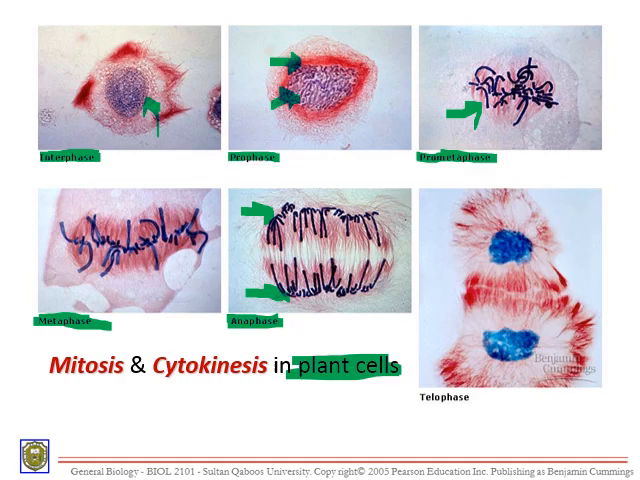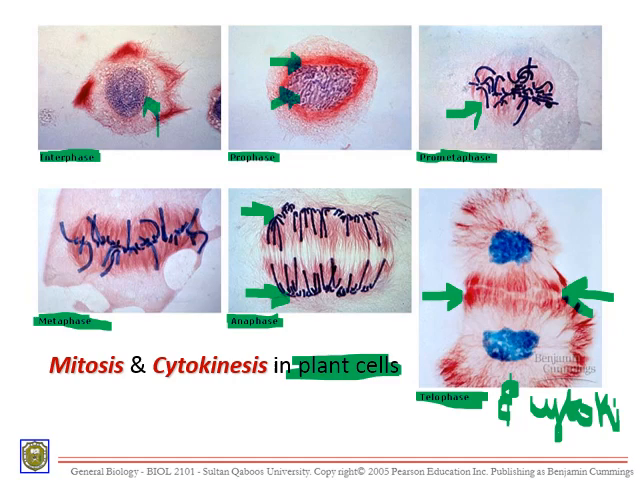Finally, we have the telophase. You can see the chromosomes are now located at the two ends of the cell, and the cytoplasm is being divided over here, so that's cytokinesis. Telophase, we always say telophase and cytokinesis, okay, because the two processes take place one after the other. Immediately after telophase, we have cytokinesis.